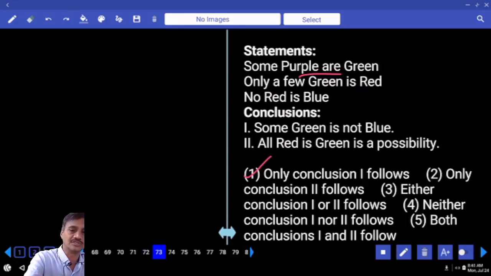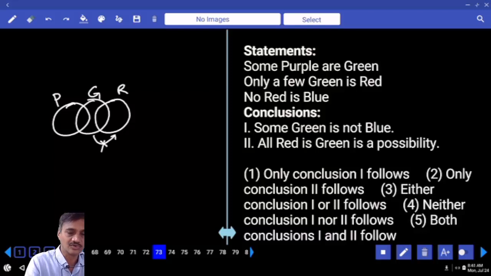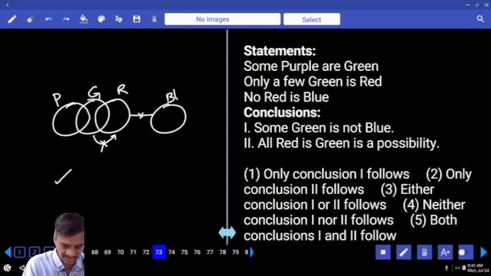Then 73, some purple are green. Now some purple are green can be written as: these are the purple that are green, and only a few green is red. Only some green is red, but not all. And no red is blue, no intersection between red and blue. Now with the help of this one, some green is not blue, that is true as of now.